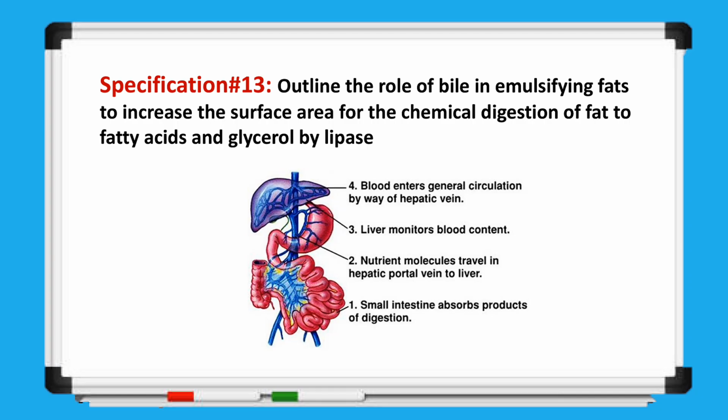The nutrient molecules then travel through the hepatic portal vein straight to the liver, where the liver carefully monitors and adjusts the blood content. Finally, the blood leaves the liver through the hepatic vein and enters the general circulation, ready to be transported around the body.